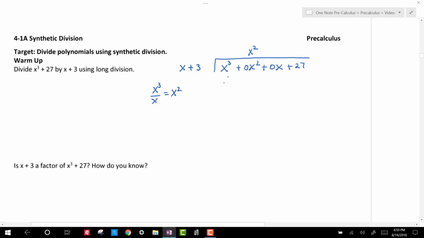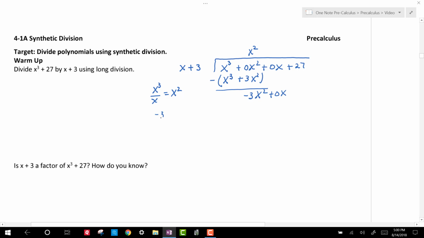X squared times x is x cubed. X squared times 3 is positive 3x squared. And I put some parentheses around there, and I make sure that I subtract and distribute the negative. Now x cubed minus x cubed, that's pretty obvious, but 0x squared minus 3x squared is where it gets a little less obvious, so that's going to be negative 3x squared. I drop down the next term, plus 0x, and I start all over.